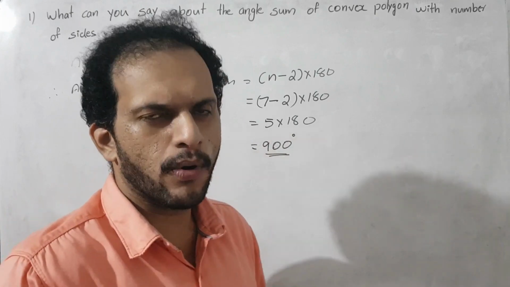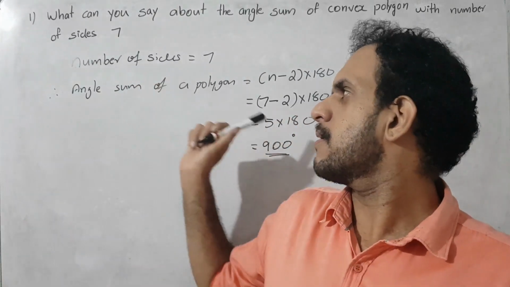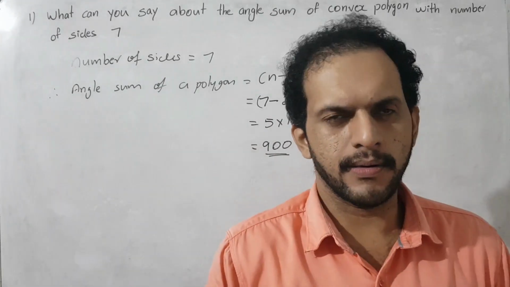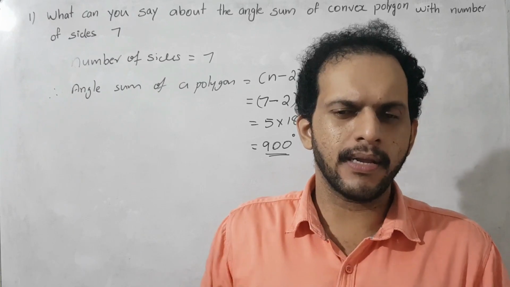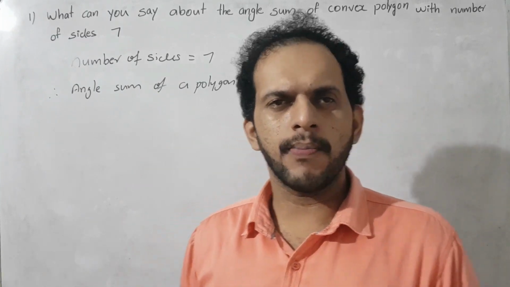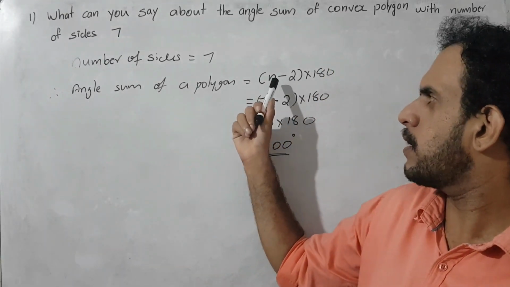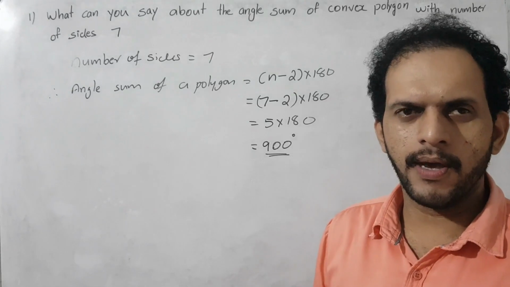What is the angle sum of the polygon if the polygon has 7 sides? That one is 900. I think the idea is clear. Correct? It's a direct one. If you know the number of sides, then it's very easy to find the angle sum of the polygon. You just substitute the value of n. What is the value of n here? The value of n is equal to 7. Okay?